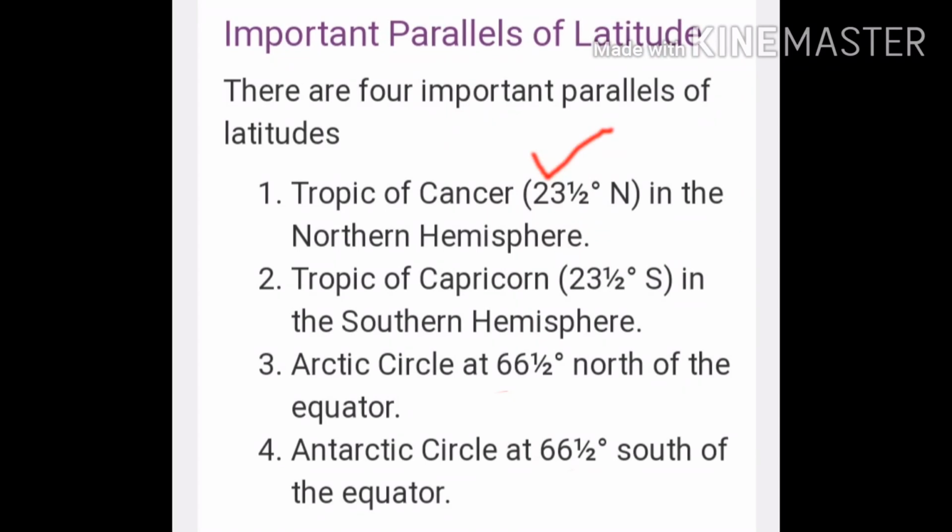Now first one is Tropic of Cancer, 23.5 degree north. Tropic of Capricorn, 23.5 degree south. Arctic Circle, it is in the north at 66.5 degree north. The Antarctic Circle lies 66.5 degree south of the equator. While talking about latitudes, it is very necessary to learn their degrees.